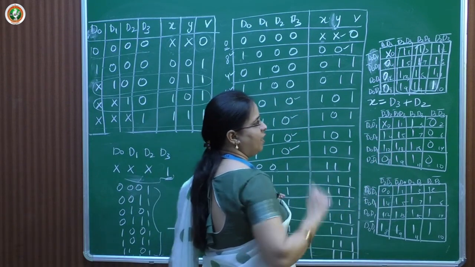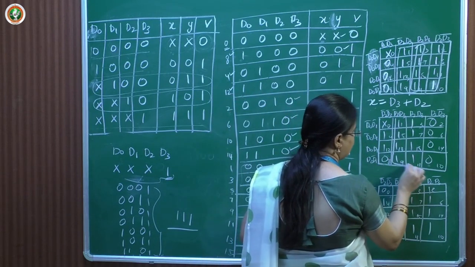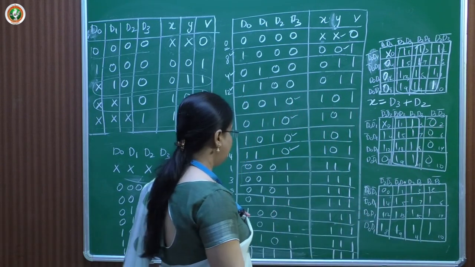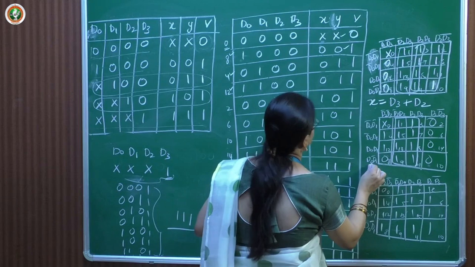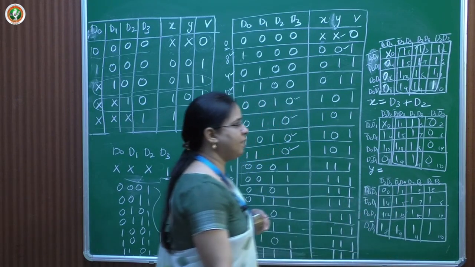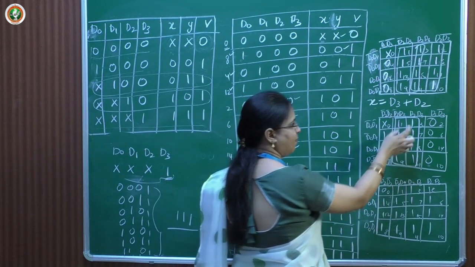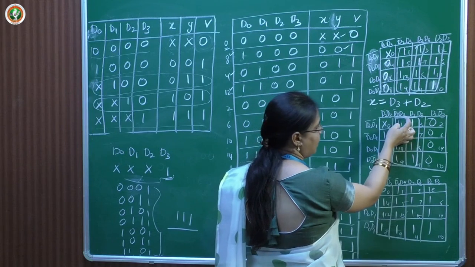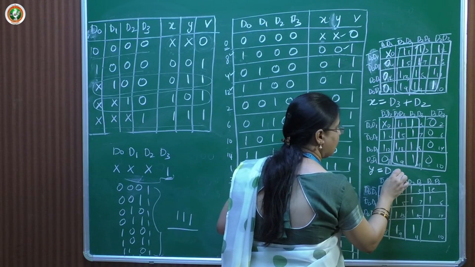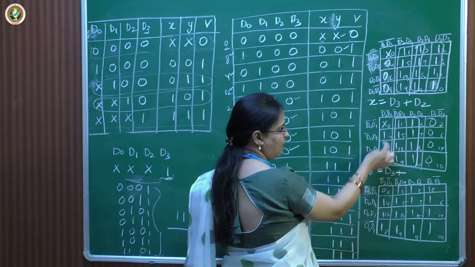If you carefully observe this K map, you can see I can make this first octet. This is the first octet. For this first octet, can you tell me what will be the simplified min term? D0 and D1 will go off. Among these two columns, what will be left out? I guess D3 is left out. Plus, these two ones are left out.